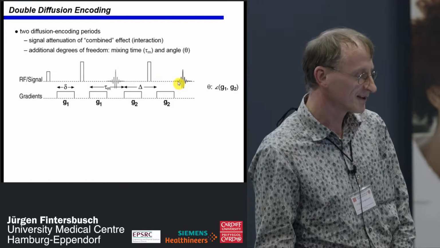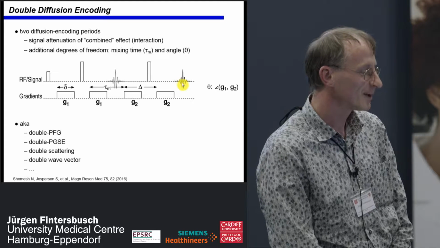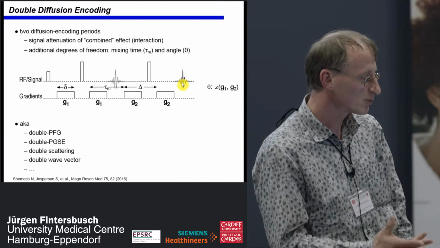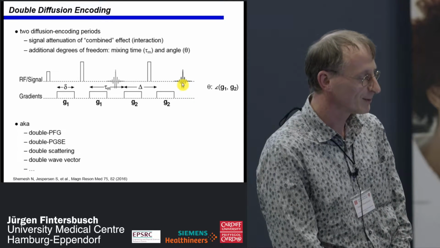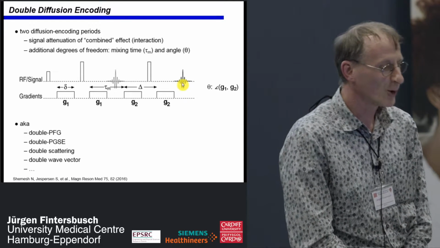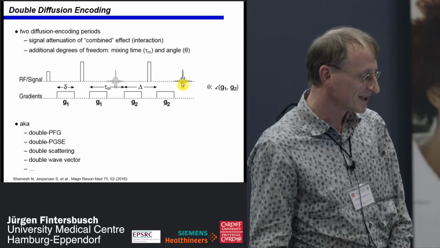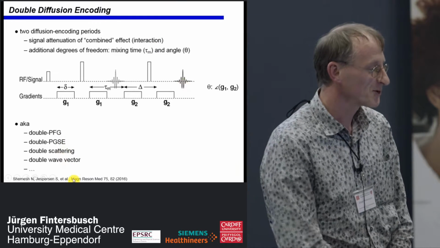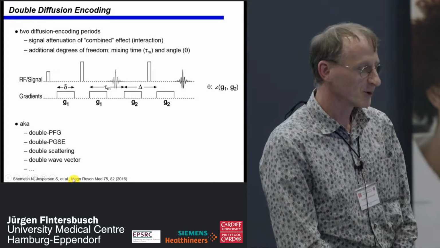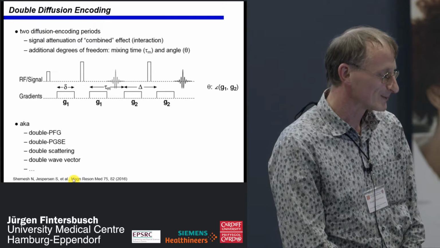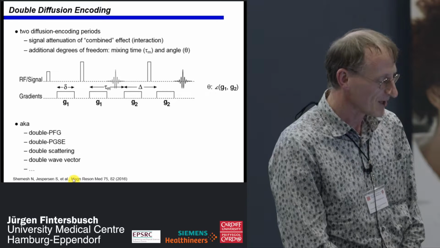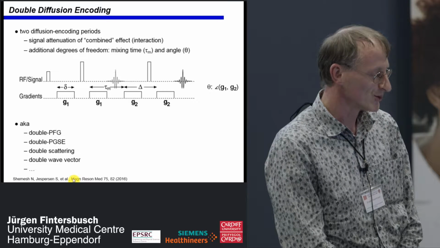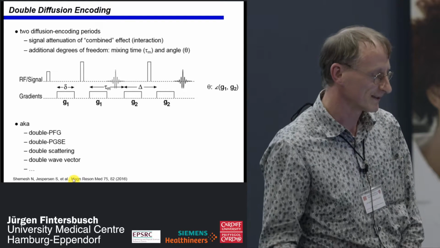Unfortunately, there are several names for this approach in the literature, the most prominent being double PFG, double PGSE, double scattering, or double wave vector. This is more or less all the same. Just recently, the community agreed on using the term double diffusion encoding. So please don't be too sad if I fall back into the double wave vector term we have been using in our lab for several years.